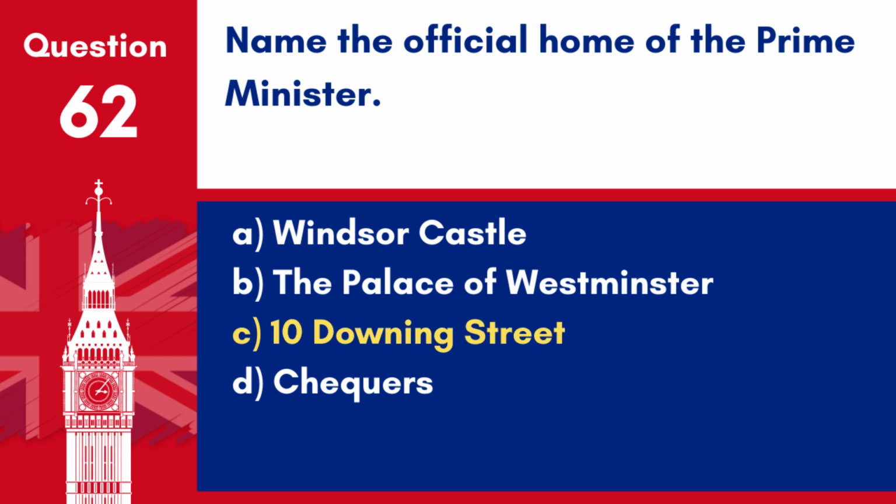Answer. C. 10 Downing Street. 10 Downing Street is the official residence and executive office of the Prime Minister of the United Kingdom.